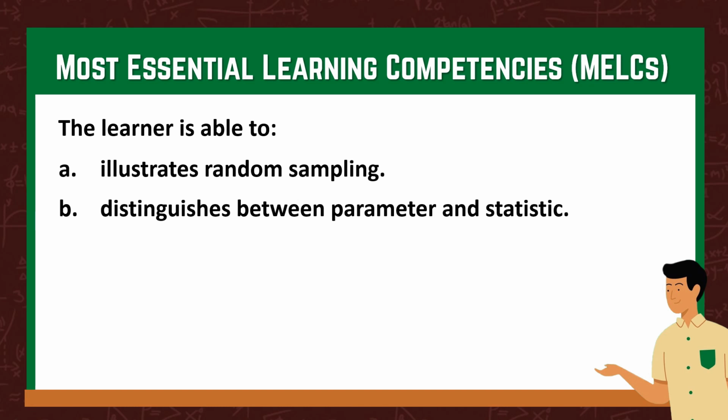Let's take a look at the most essential learning competencies in this week's video lesson. The learner is able to A. Illustrates random sampling, B. Distinguishes between parameter and statistic.